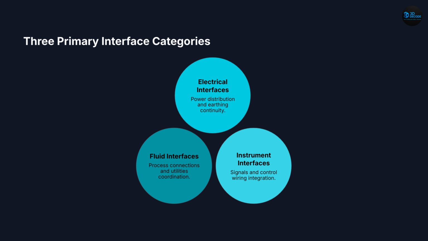Slide 4. Interface types. In a rotating equipment package, there are three main types of interfaces. Fluid interfaces involve process piping and utilities. Electrical interfaces involve power supply and grounding. Instrumentation interfaces involve signals and control systems. Each of these must be clearly defined and coordinated.